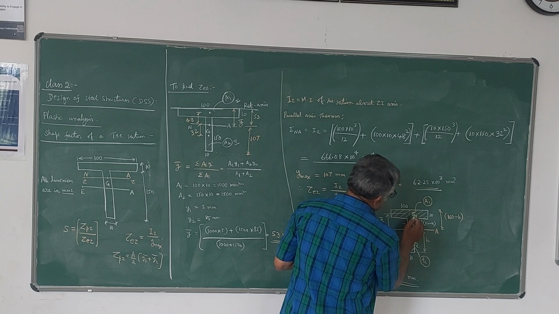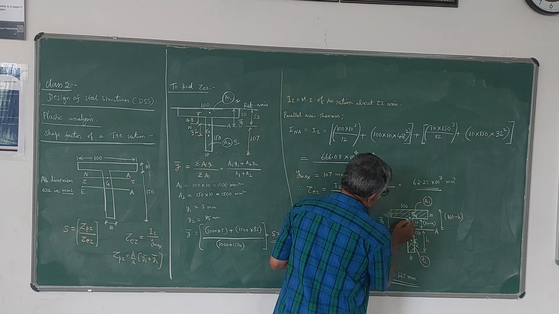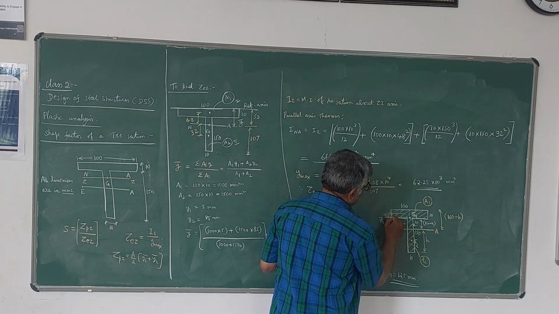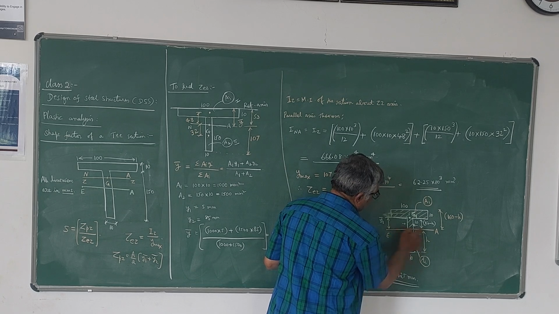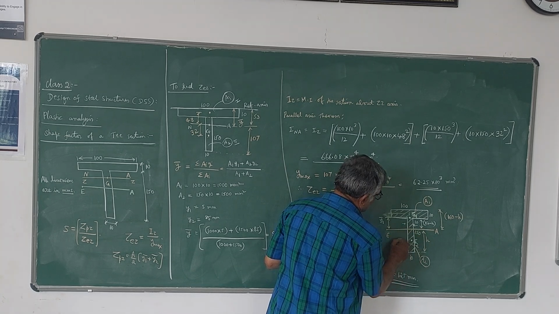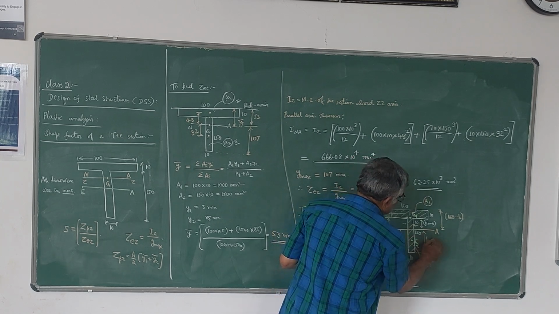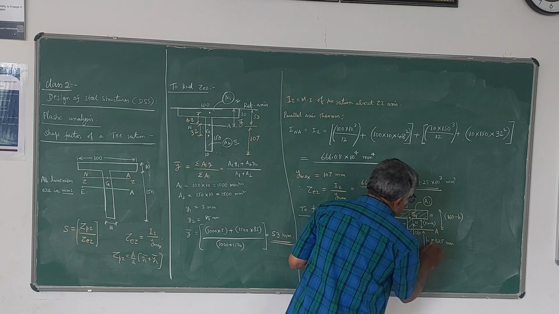Distance of this somewhere here it will lie. This distance is y1 bar. G1 is the centroid of this T section. G2 is the centroid of this rectangular section below the equilibrium axis. This distance becomes... Now we got H as 125. This value we got 125 mm.